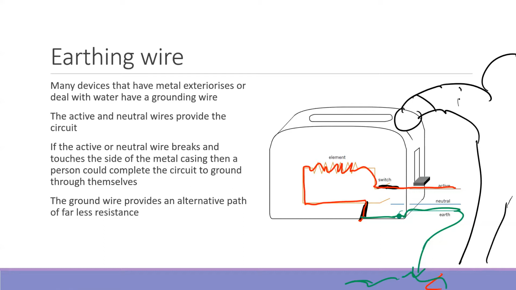Now, there are some other safety devices that we're going to talk about later on that then tell the system, hey, there's something broken here, we need to fix this. But essentially, the grounding wire is a great way to get around these problems.